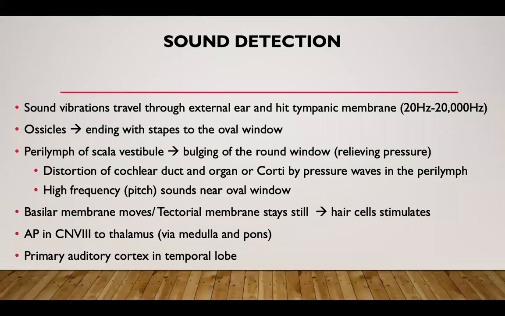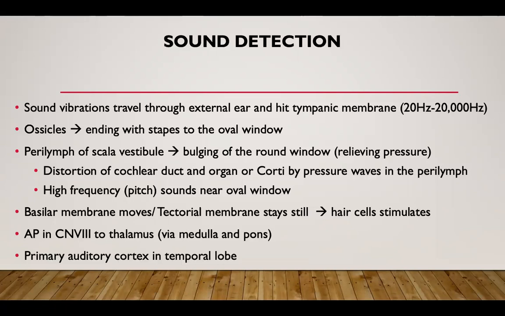So what does that exactly do? As your cochlear duct experiences any kind of distortion as a result of the vibration of the perilymph, it causes the organ of Corti to be changed. How does that do it? The basilar membrane moves because of that vibration of the sounds that is passing through the perilymph.